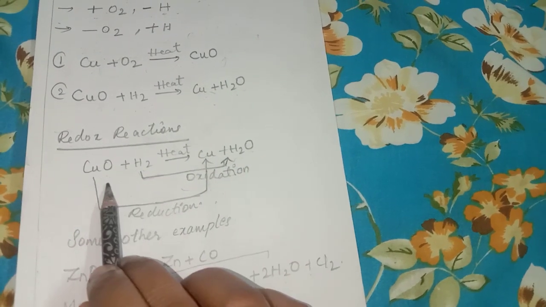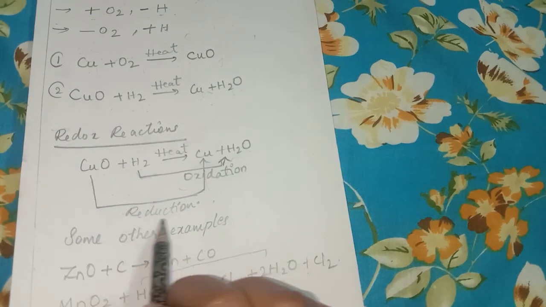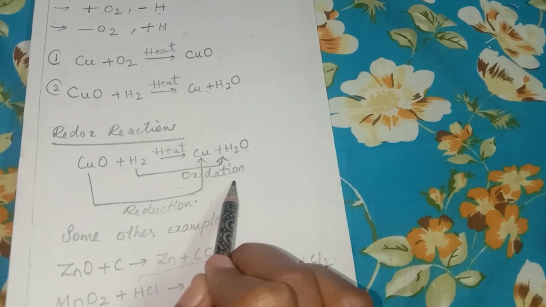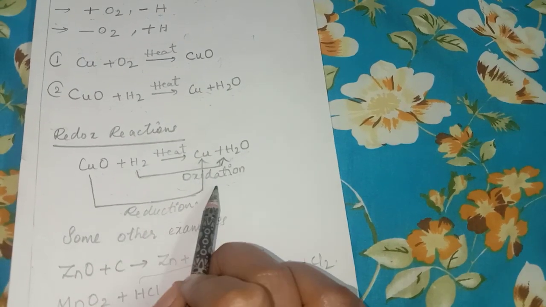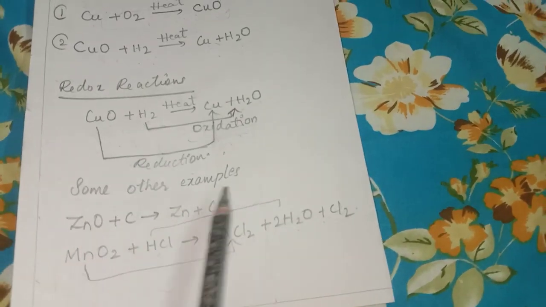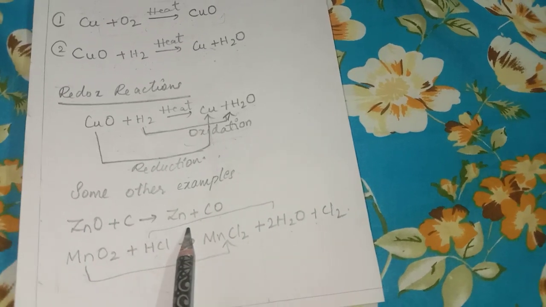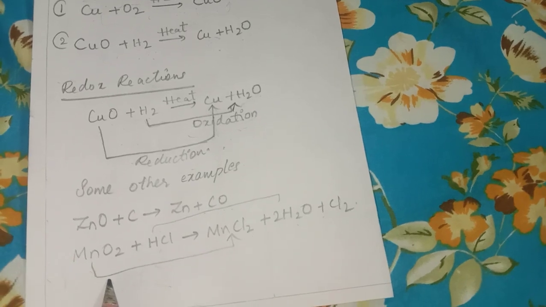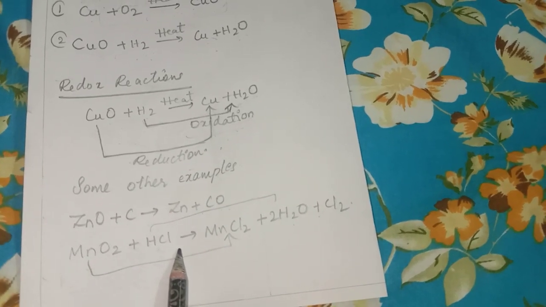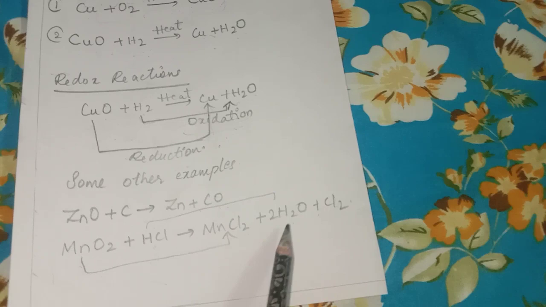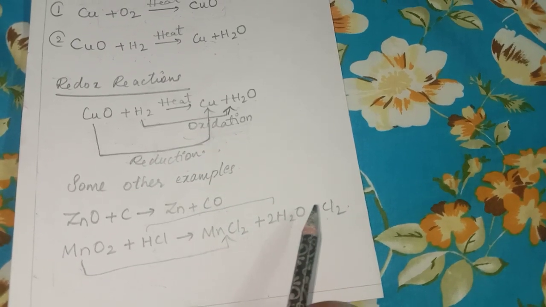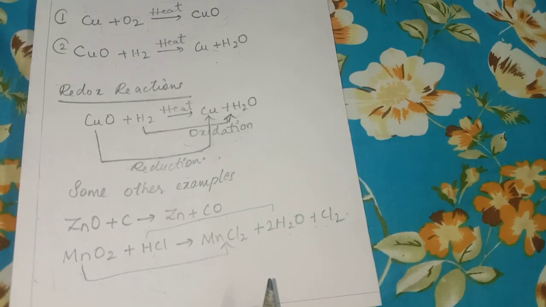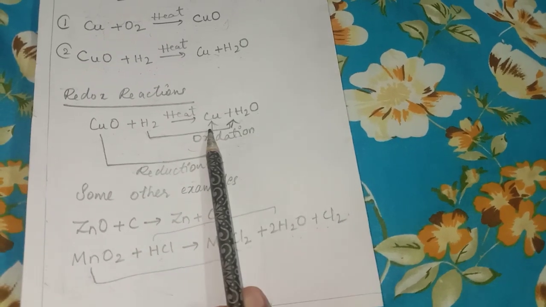Here you see the copper undergoing the reduction process, and H2 combines with oxygen, which is an oxidation, the addition of oxygen. You can see some other examples, like zinc oxide plus carbon gives rise to zinc plus carbon monoxide, whereas manganese oxide plus HCl, hydrochloric acid, gives rise to manganese chloride plus water plus chlorine. This is how the reactions take place in redox reactions.